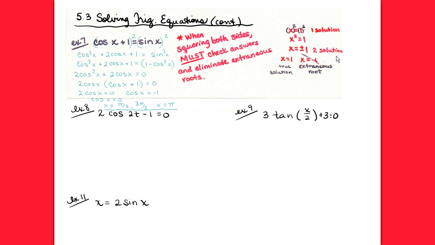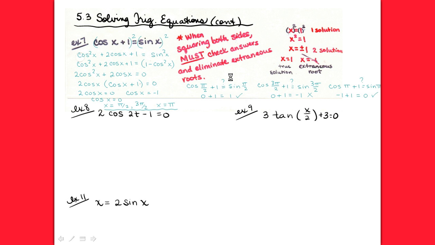The only way to figure out what's the real solution and what's the extraneous solution, or if there is even a real solution, maybe they're both extraneous, is to plug them back in. So I plug back into the original equation, not the one that I had modified, but the original. And when I plug 1 in, I get 1 equals 1. Yes, that's true. But when I plug negative 1 back in, I get negative 1 equals 1. That's not true, so that's an extraneous root. So when I square both sides, I must check my answers and eliminate extraneous roots.